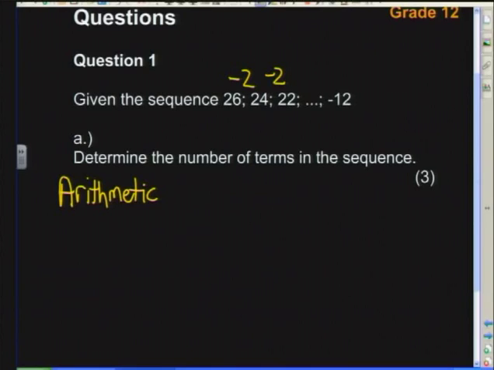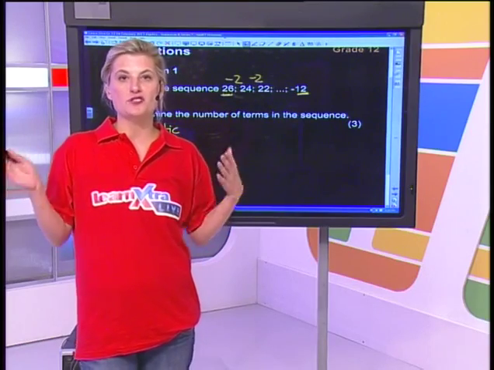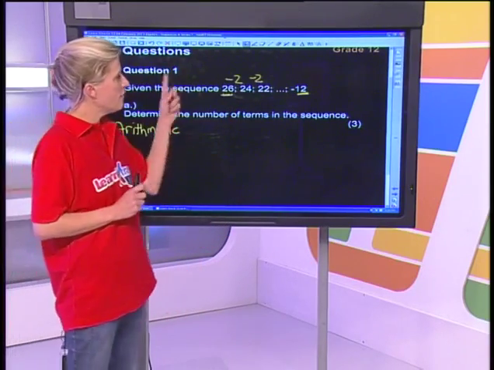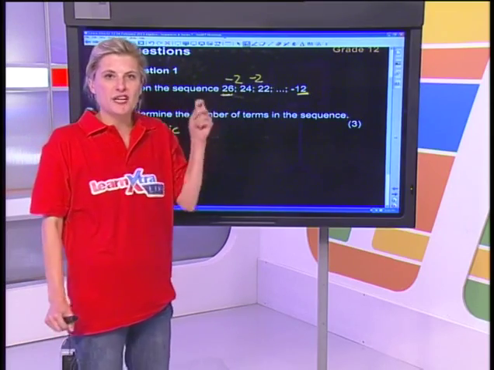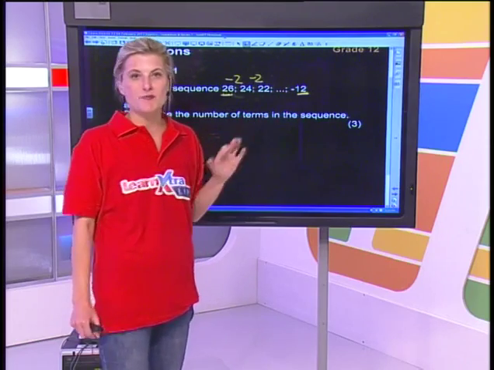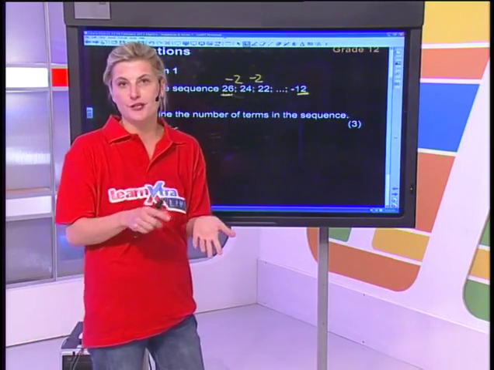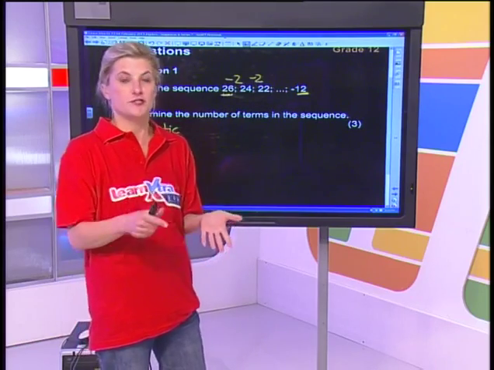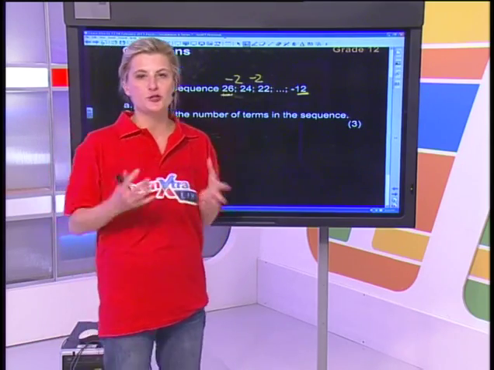They say, determine the number of terms in the sequence. So, according to the question, the sequence starts at 26 and it ends at -12. And obviously, a whole lot of things had to happen in between so that you could get to -12. So they want to know from us, how many times do I need to repeat this process of subtracting 2 in order to get to -12? Now, guys, the bad news is it's not going to work to just sit on your calculator and go -2, -2, -2, -2. You have to use the formulae.